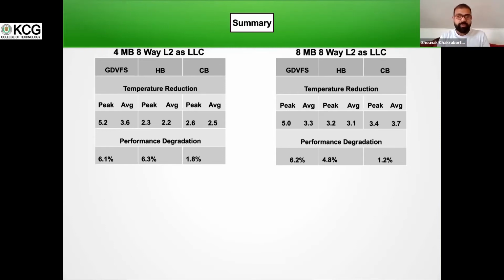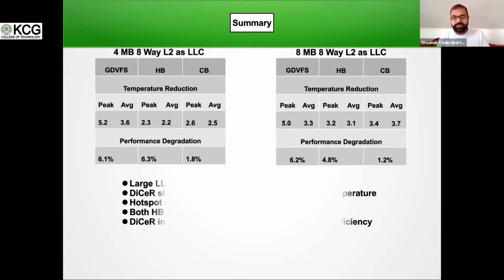Additionally, we are also providing the stable thermal status of the chip in case of peak temperature as well as for the average chip temperature. For the GDVFS, we had an average chip temperature reduction of 3.3 degrees Celsius, but the peak temperature reduction is a bit higher, that is 5 degrees Celsius, in case of both 4 MB as well as 8 MB caches. But the thing is that they are not maintaining the stability. So thermal stability is not maintained in case of the GDVFS. That was the drawback of the GDVFS.